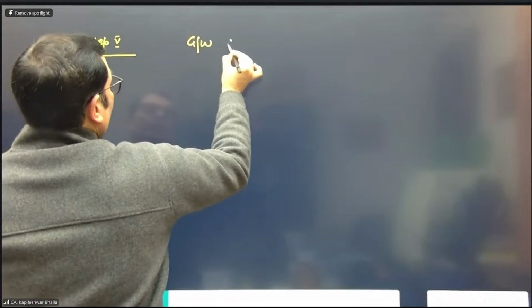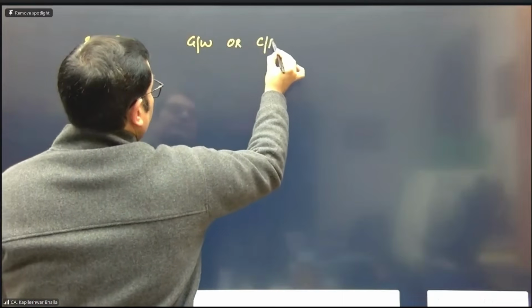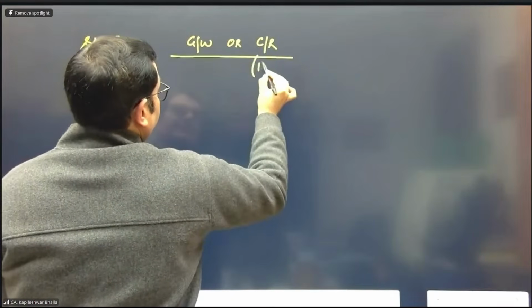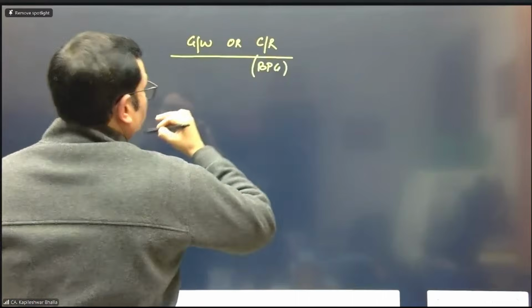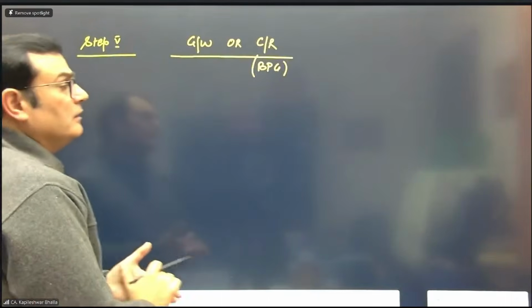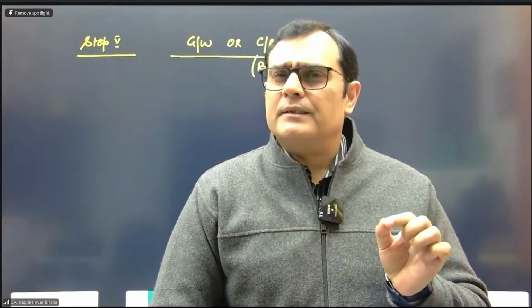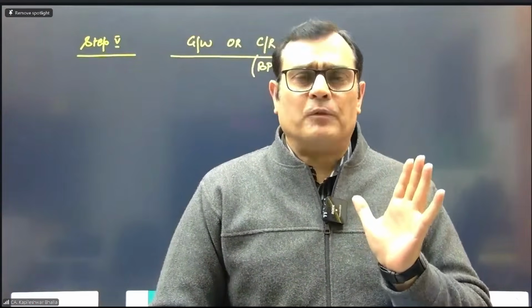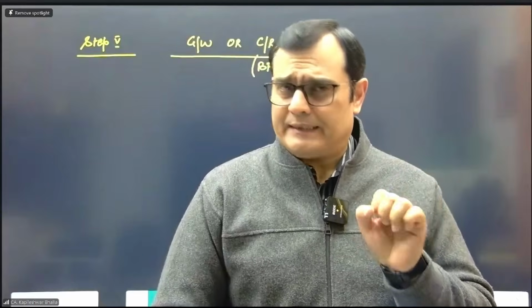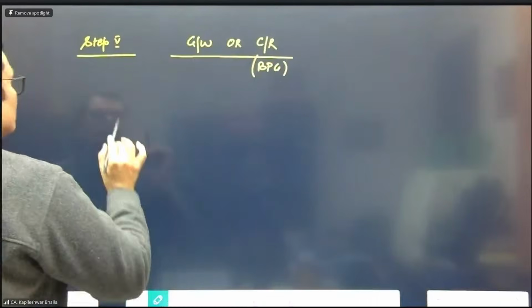Next, come to step number 5. In terms of step number 5, that is the calculation of goodwill, or you can say capital reserve, call it a bargain purchase gain. BPG, that's called a bargain purchase gain, or call it a capital reserve. The calculations are pretty simple, but I would say in this case, there is only one focus point. Rather, let's take 2 focus points.